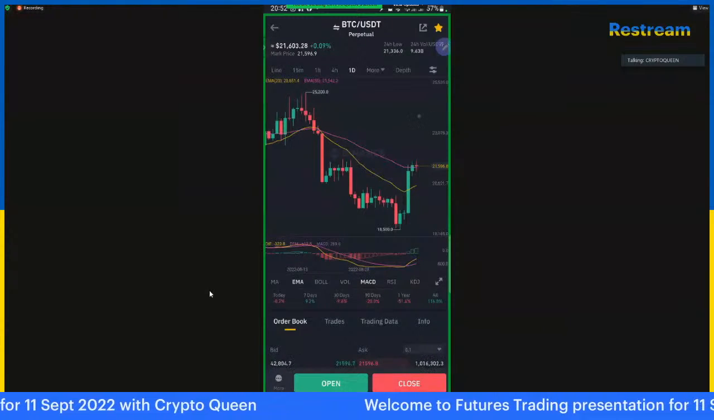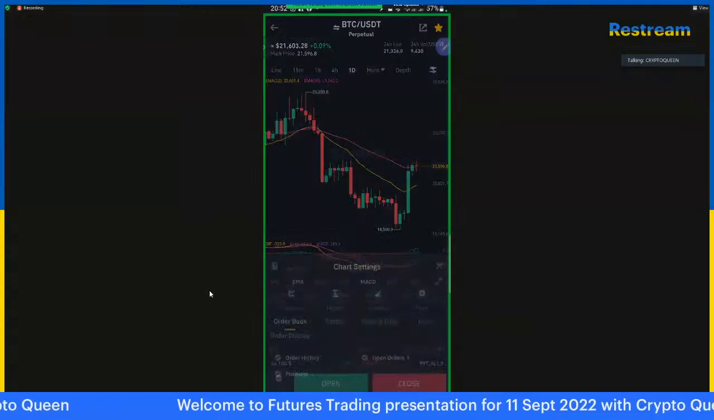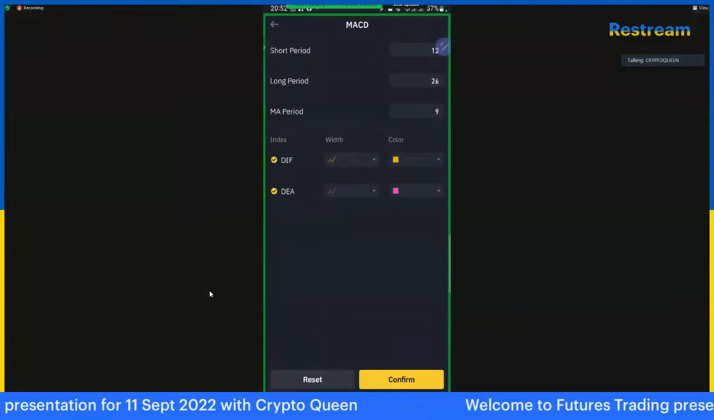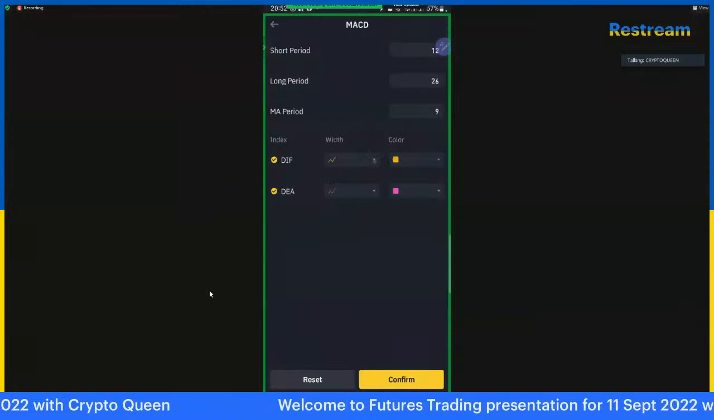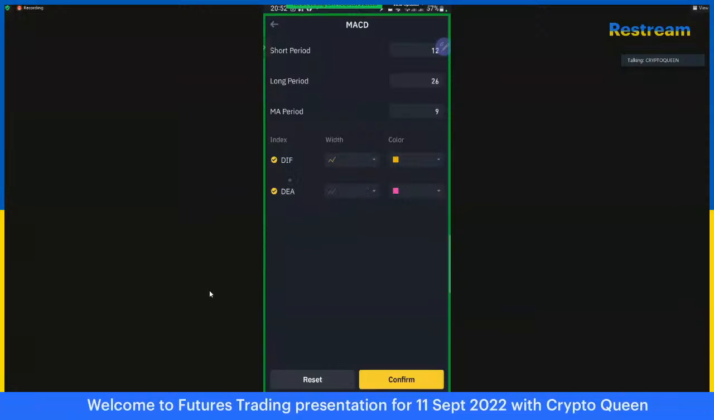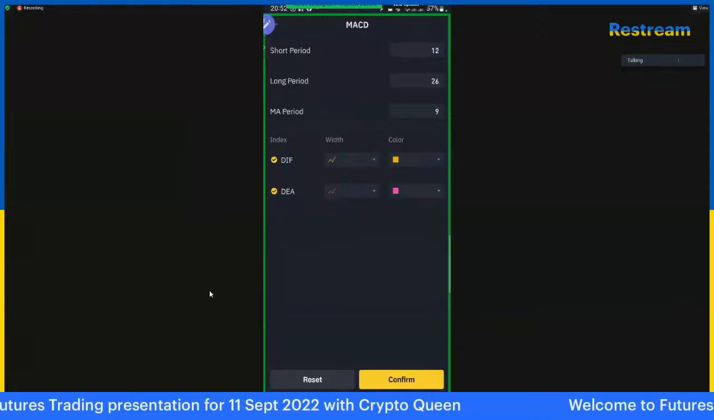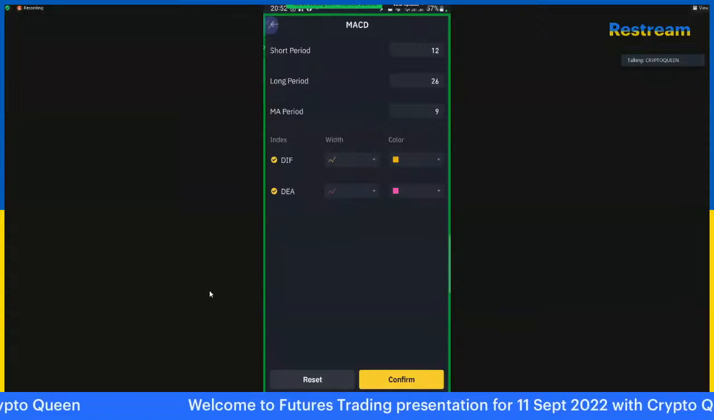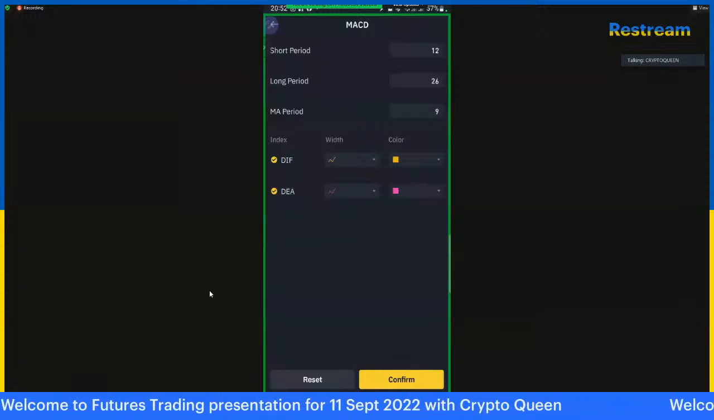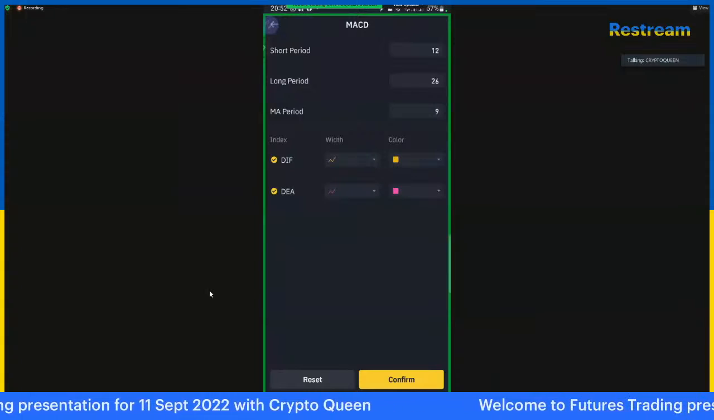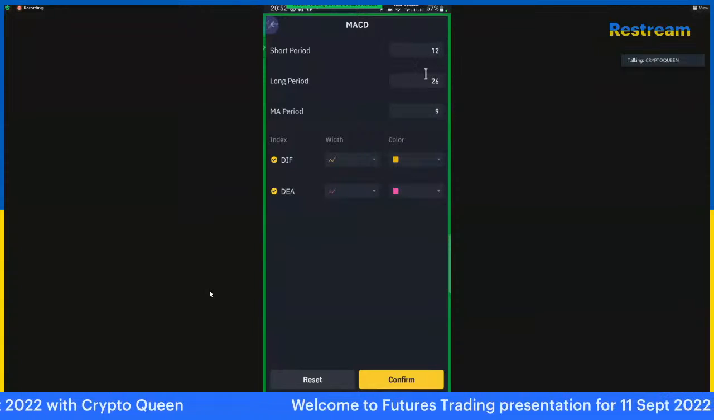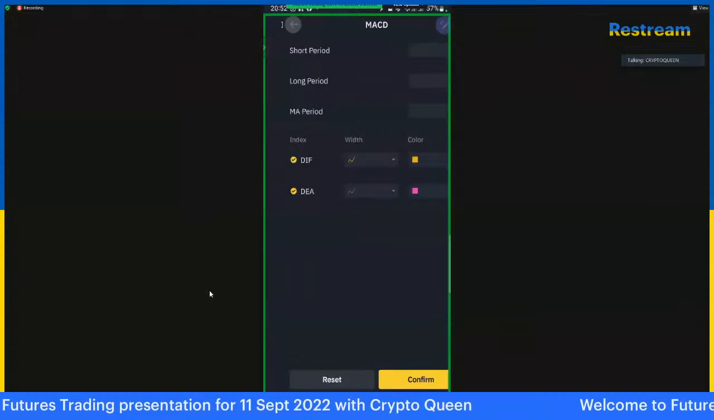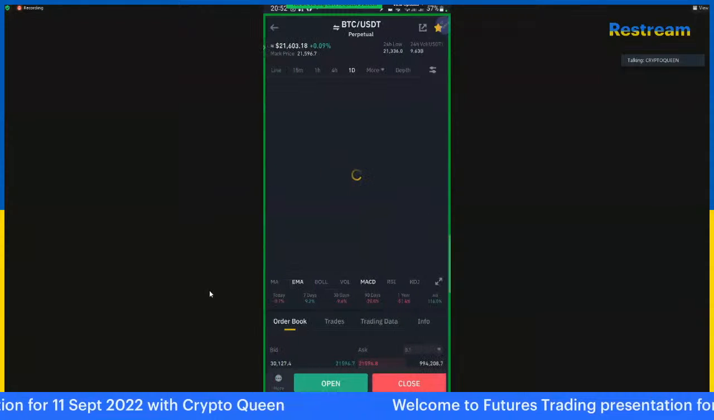You can decide to adjust the settings here. If you don't like the color, you can adjust it. This difference is the same thing as the MACD line, and this is the same thing as the signal line. These are the standard periods that we use. Whatever period you have here is represented in the candle, so each candle stands for one period, depending on the time frame you are viewing.